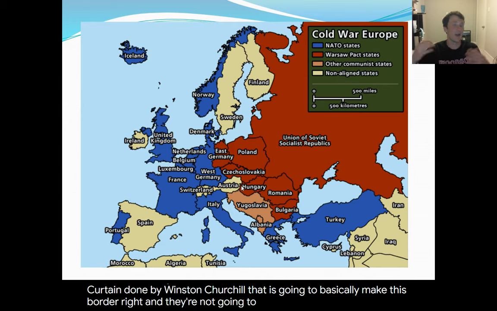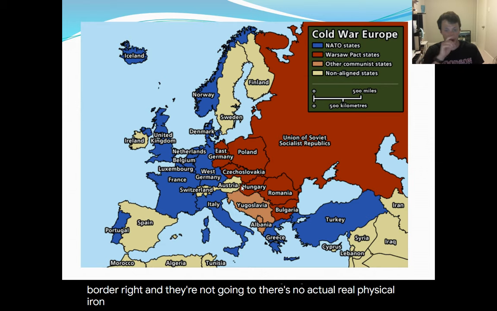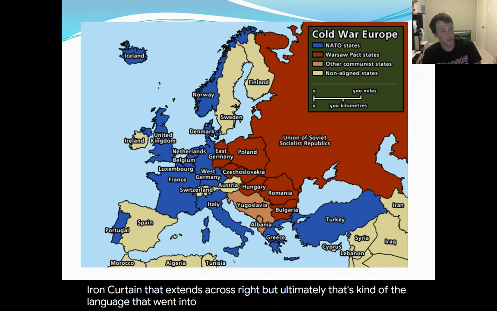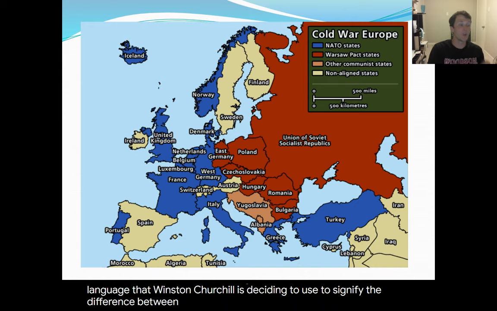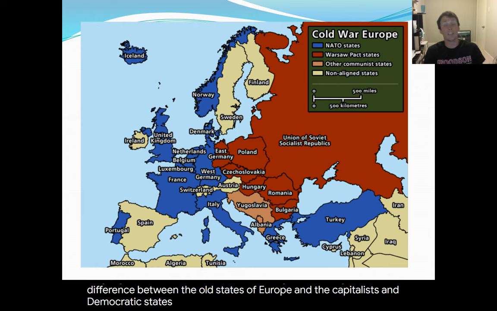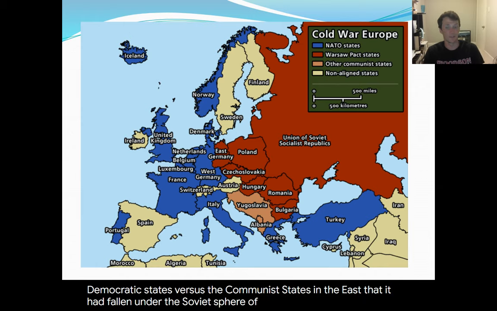There's no actual physical Iron Curtain that extends across, but ultimately that's the language that Winston Churchill decided to use to signify the difference between the old states of Europe and the capitalist and democratic states versus the communist states in the East that had fallen under the Soviet sphere of influence.